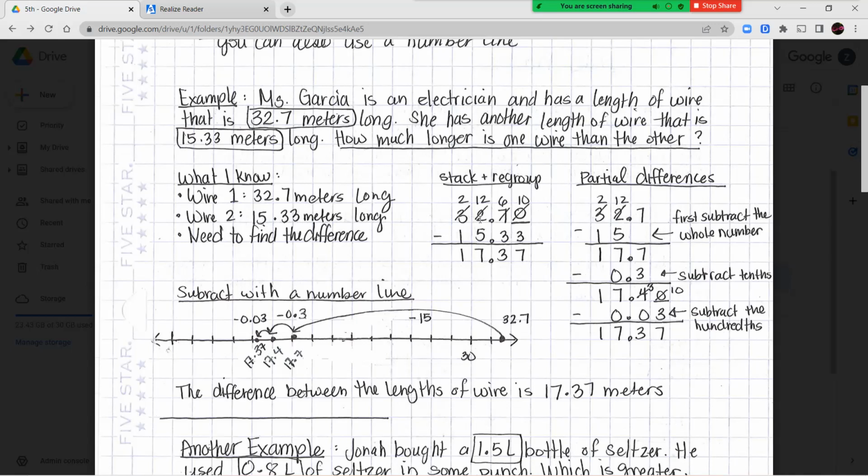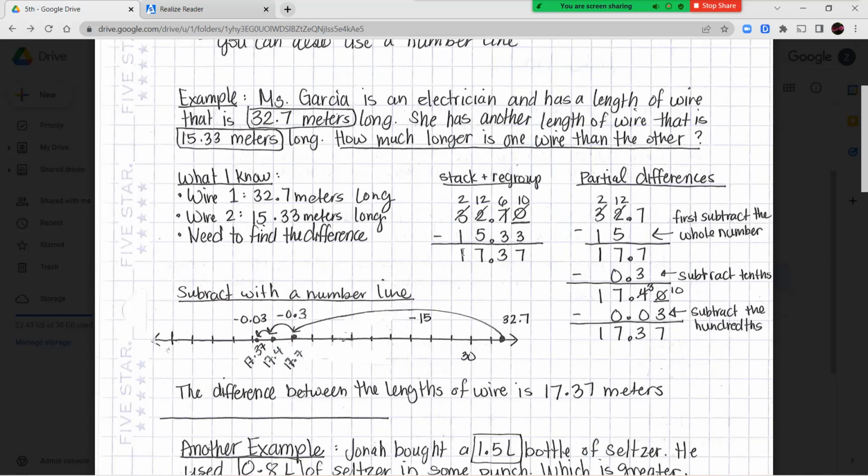I can't do 2 minus 5, so that 2 is going to become a 12. I'm going to borrow a group from the 3, so that 3 will become a 2. 12 minus 5 is 7, and then 2 minus 1 is 1. So the difference here is 17 37/100.